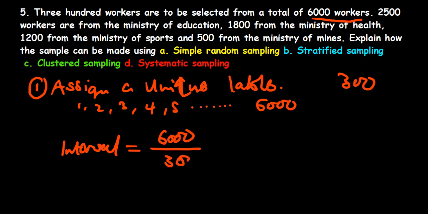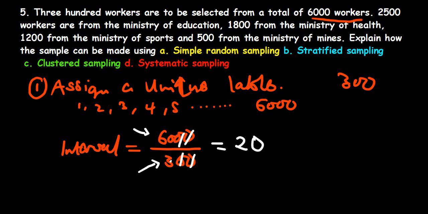Okay, so the one that should be on top there should be the total elements in the population, and the one that should divide there should be the total elements in the sample. So you can divide this: 6,000 divided by 300, you are going to get 20.